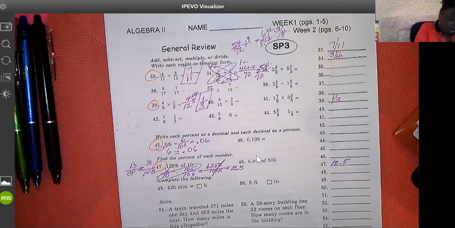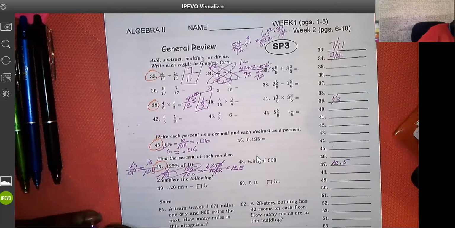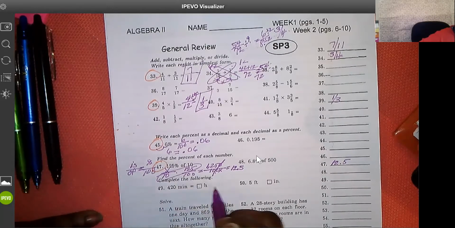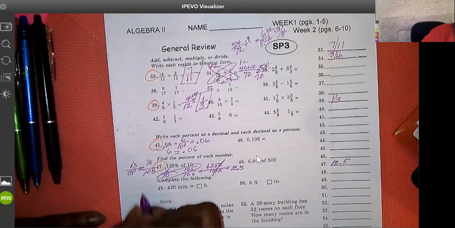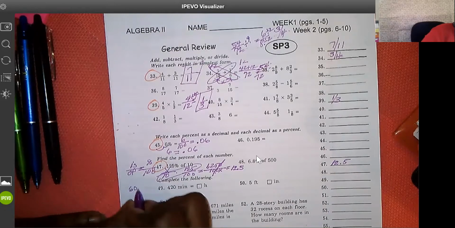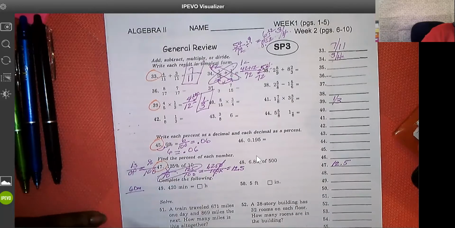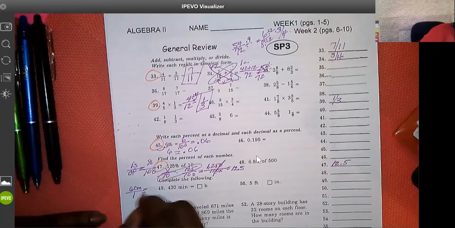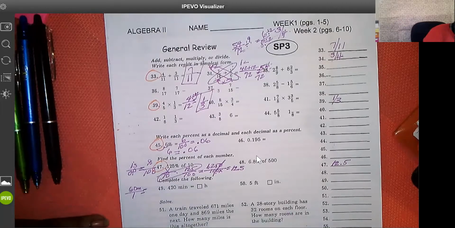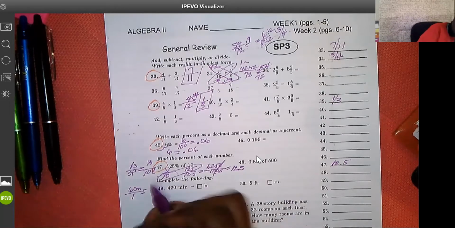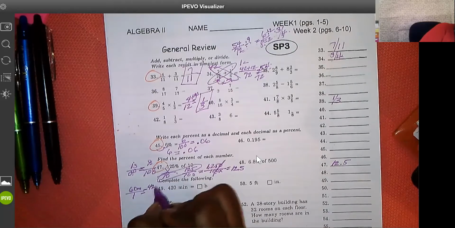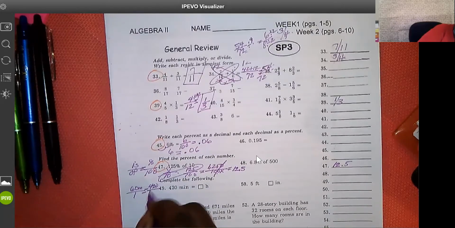Okay, so if we wanted to move over, we have some conversions here where we have 420 minutes, and we want to know how many hours there is. Well, we already know that there are 60 minutes in 1 hour. So if we were to convert that, we know we have 420 minutes, and we want to know how many hours that would make up.